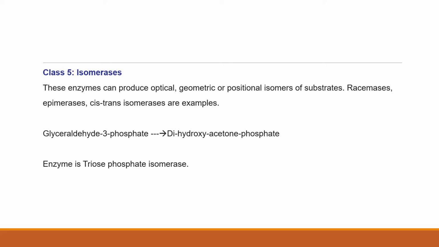So an example of a chemical reaction undergone by an isomerase is glyceraldehyde 3-phosphate being converted into dihydroxyacetone phosphate. So the enzyme here is triose phosphate isomerase. So we know that glyceraldehyde and dihydroxyacetone are isomers. They are both trioses, with the presence of the phosphate group in this case.